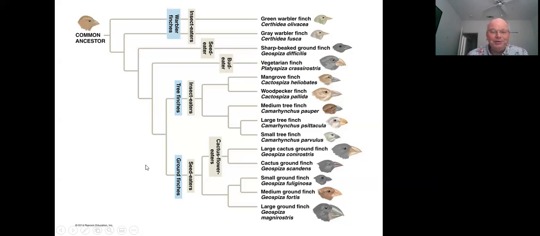So there is a new species of finch emerging in the Galapagos as we speak, which is kind of amazing because we never thought we'd ever be able to document that in real time.